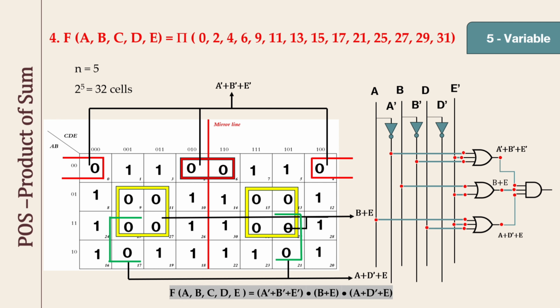Finally, we need to give the outputs of these 3 OR gates to the AND gate, so that we are going to get the final expression as A bar plus B bar plus E bar dot B plus E dot A plus D bar plus E.